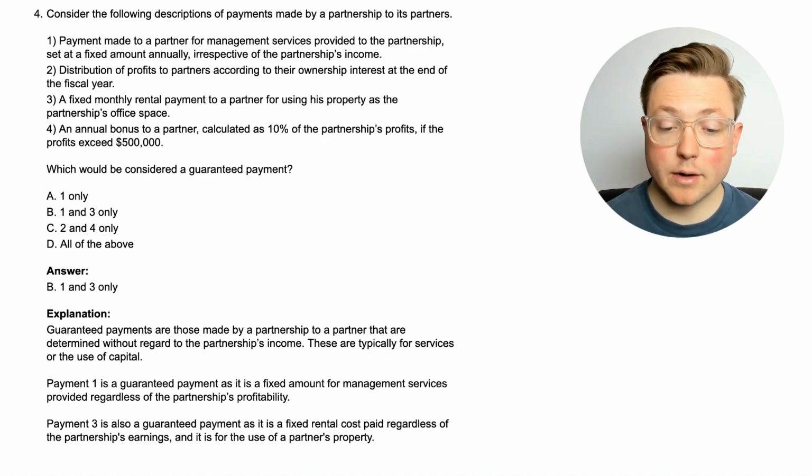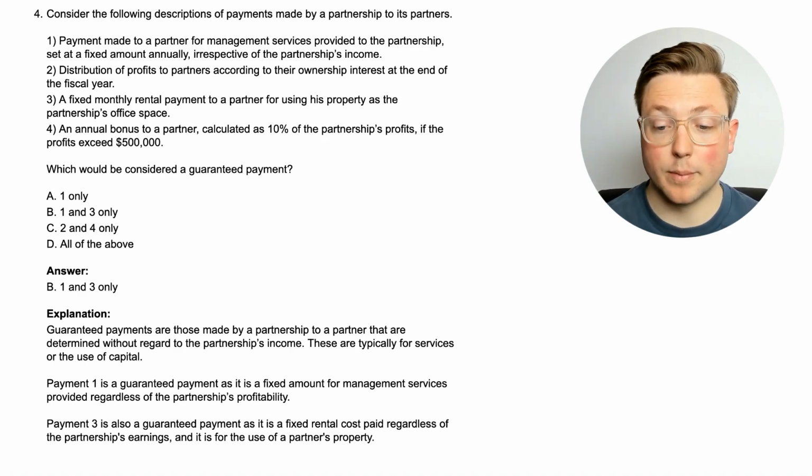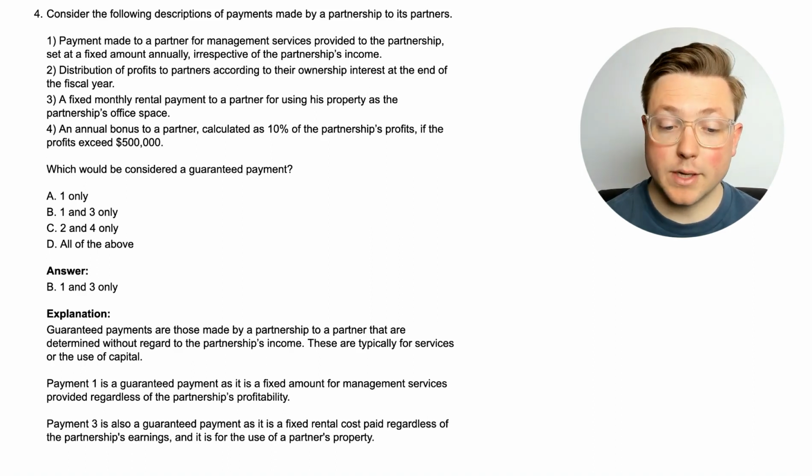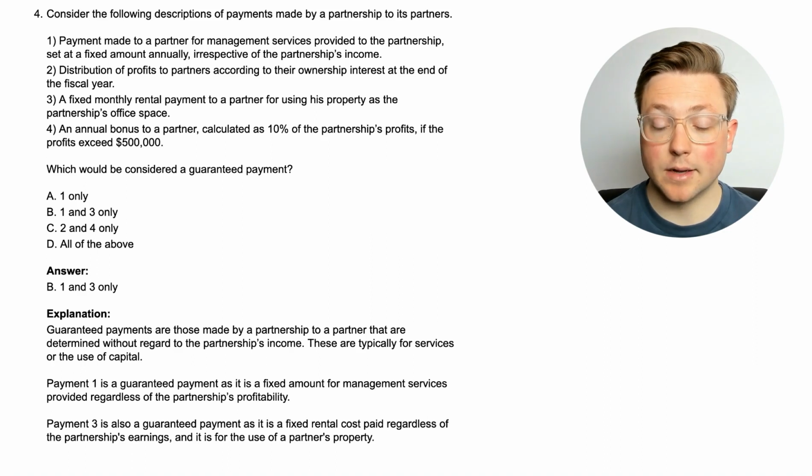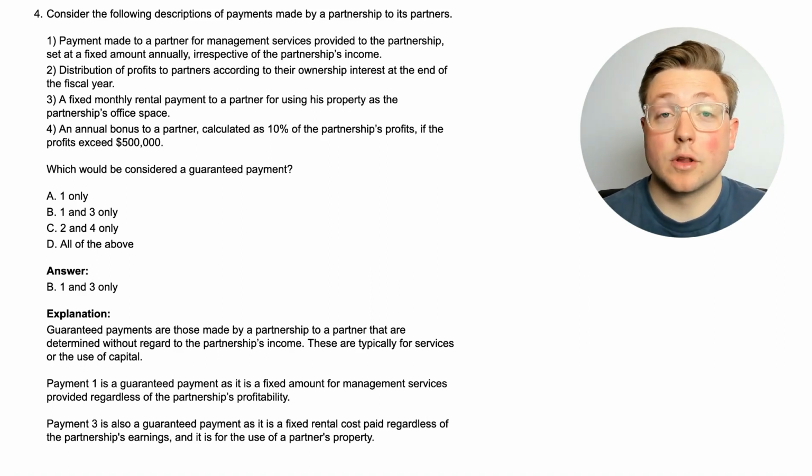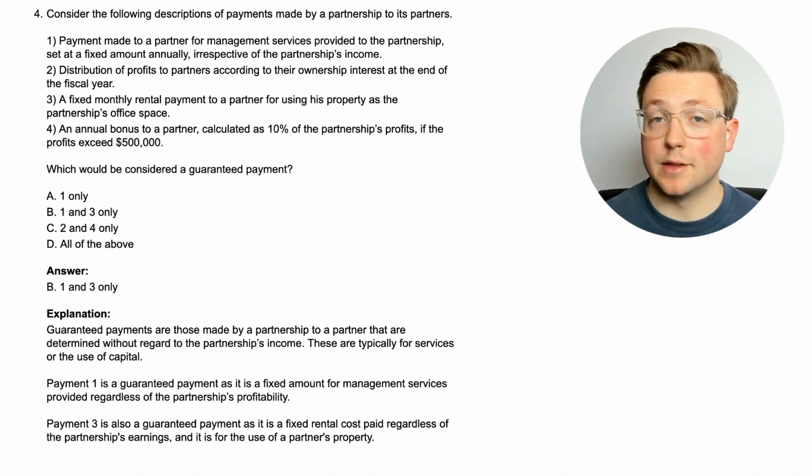So payment 1 is a guaranteed payment as it is a fixed amount for management services provided regardless of the partnership's profitability. And payment 3 is also a guaranteed payment as it is a fixed rental cost paid regardless of the partnership's earnings and it is for the use of a partner's property. All right, we learned a little bit more about guaranteed payments there. Let's go ahead and do one more question to kind of tie this all together.